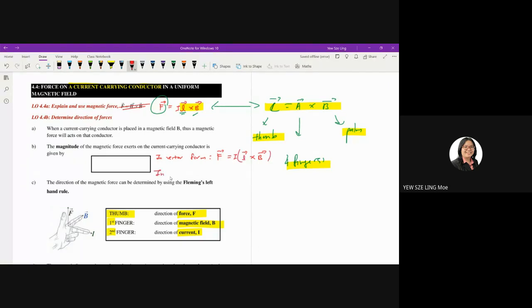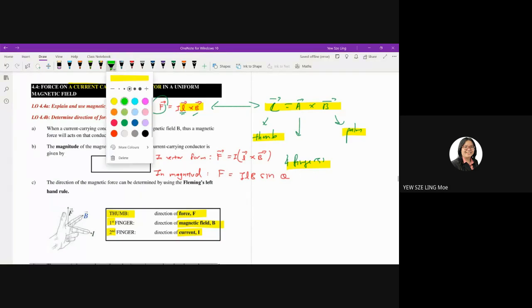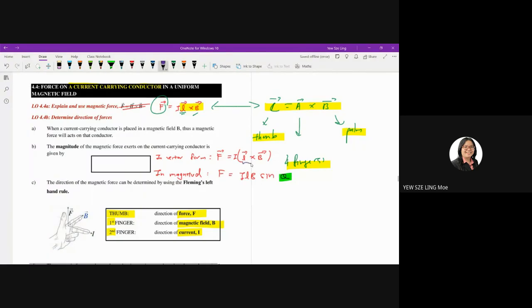And then in magnitude form. To calculate magnitude, F equals to ILB, because you have a cross product, so once again, it is sine theta. Theta is always the angle between the cross product, in which it means now you have L cross B, so it is the angle between L and B. That is the thing that you need to take note.